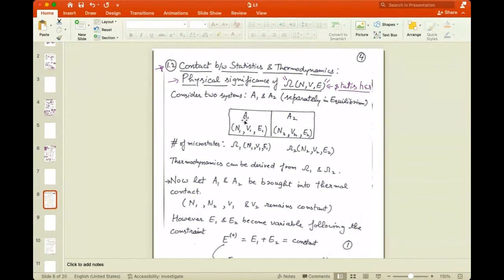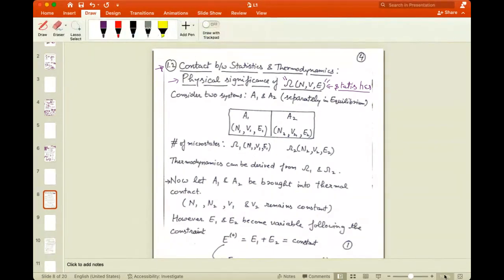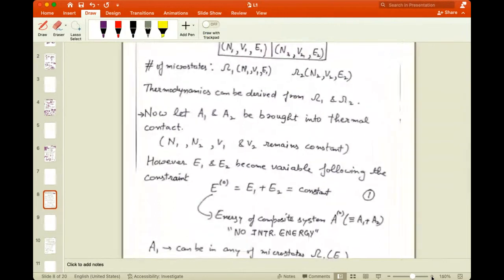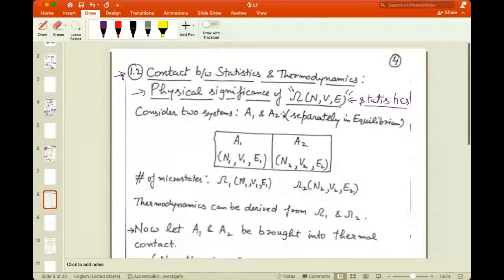So what we were talking about yesterday, just a minute. Let me zoom it a little bit so that you can see. Okay, good enough.